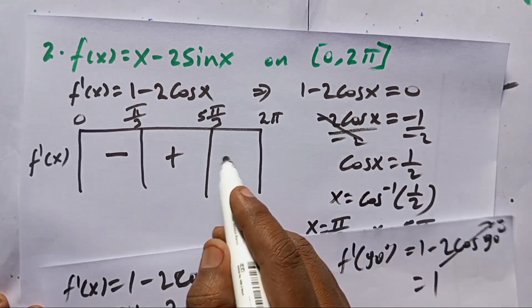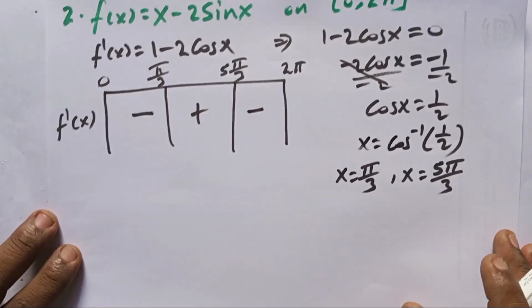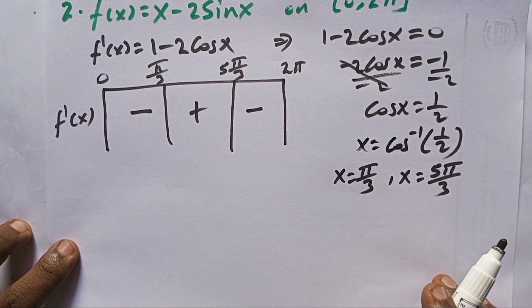So within this interval it is negative. Okay, what do you conclude from this? ከዚህ ምን እንወስናለን? አሁን ምን እንወስነው? The negative one is the decreasing interval, the positive one is the increasing interval.